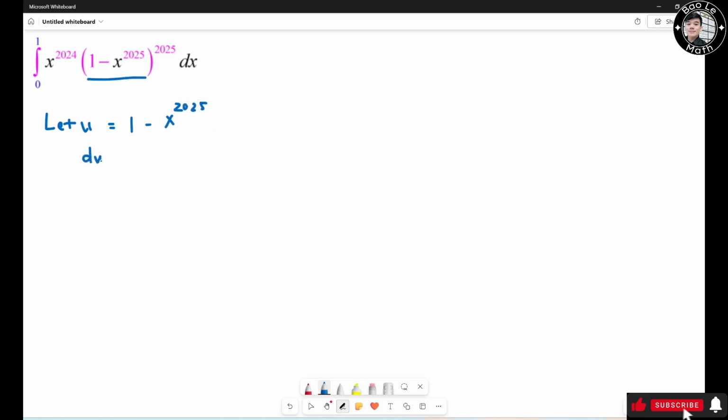So du is negative 2025 s to the 2024 ds. Now we're going to change the lower limit and upper limit. When s equals 0, substitute over here, s will be 0, so 1 minus 0 equals 1. So u equals 1. When s equals 1, substitute over here, s will be 1, so 1 minus 1 equals 0. So u equals 0.